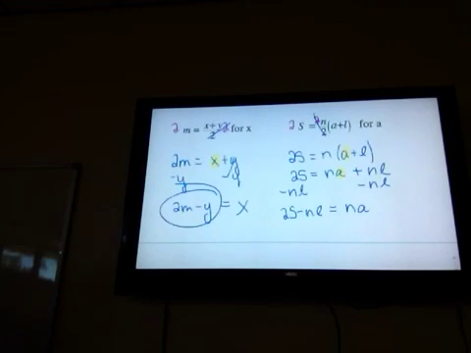Solving for A. So the last thing I'm going to do is divide by n. And again, those n's won't cancel. Don't do it. Once you do that division, leave it.